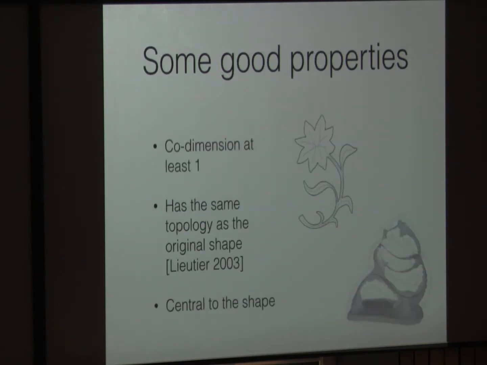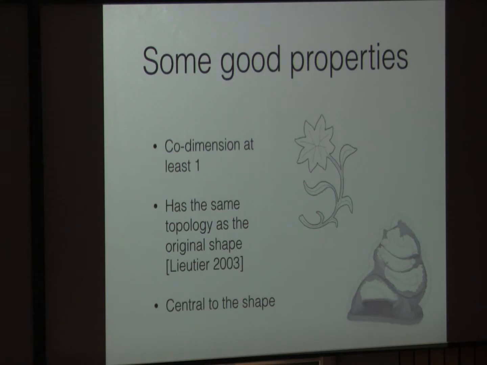So why is it good? I've become a big believer in the medial axis. I love it. I think it's gorgeous. It has codimension at least one, so you lose a dimension, right? It's somehow thinner than the original object. It does have the same topology as the original shape. Surprisingly, this took a very long time to prove.